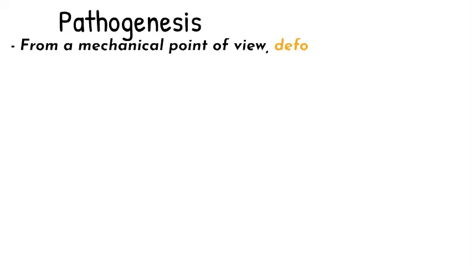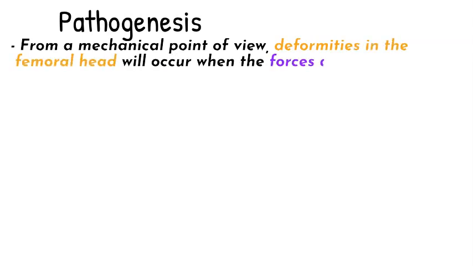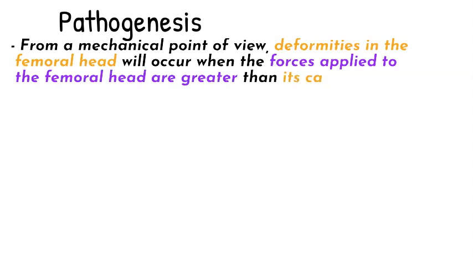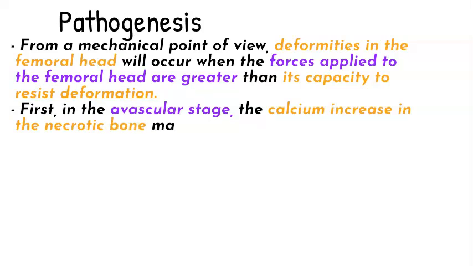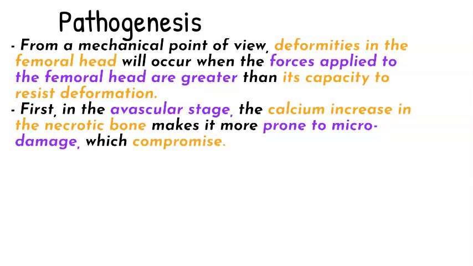Pathogenesis. From a mechanical point of view, deformities in the femoral head will occur when the forces applied to the femoral head are greater than its capacity to resist deformation. First, in the avascular stage, the calcium increase in the necrotic bone makes it more prone to micro damage, which compromises the mechanical properties of the femoral head.